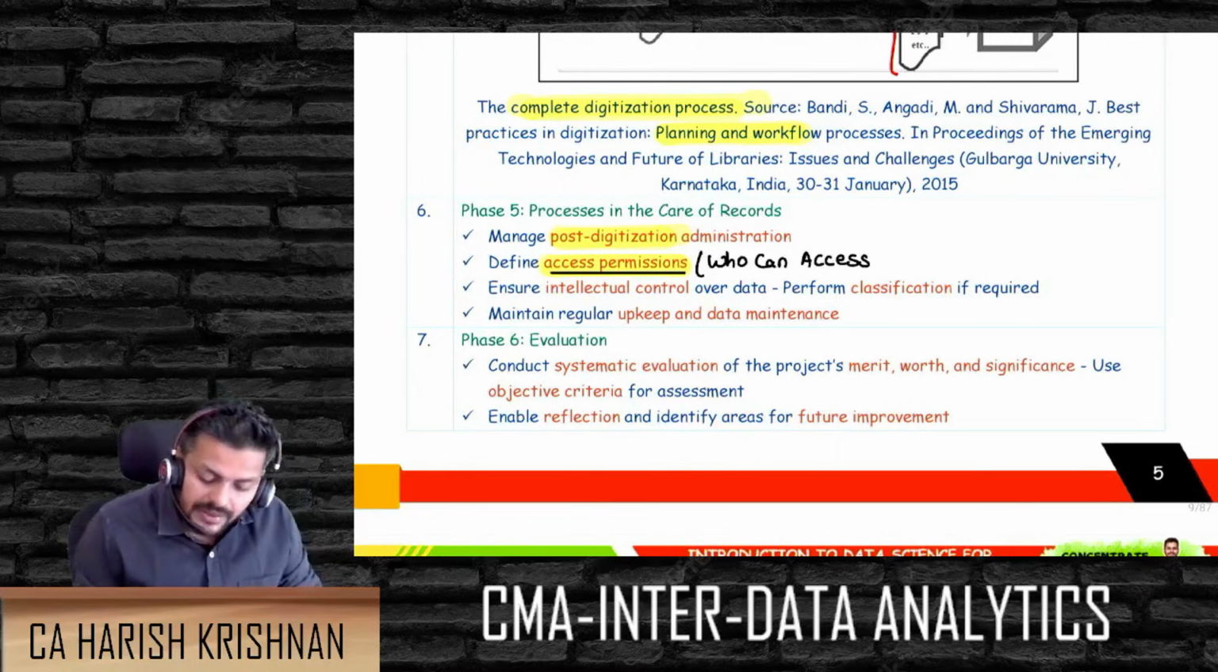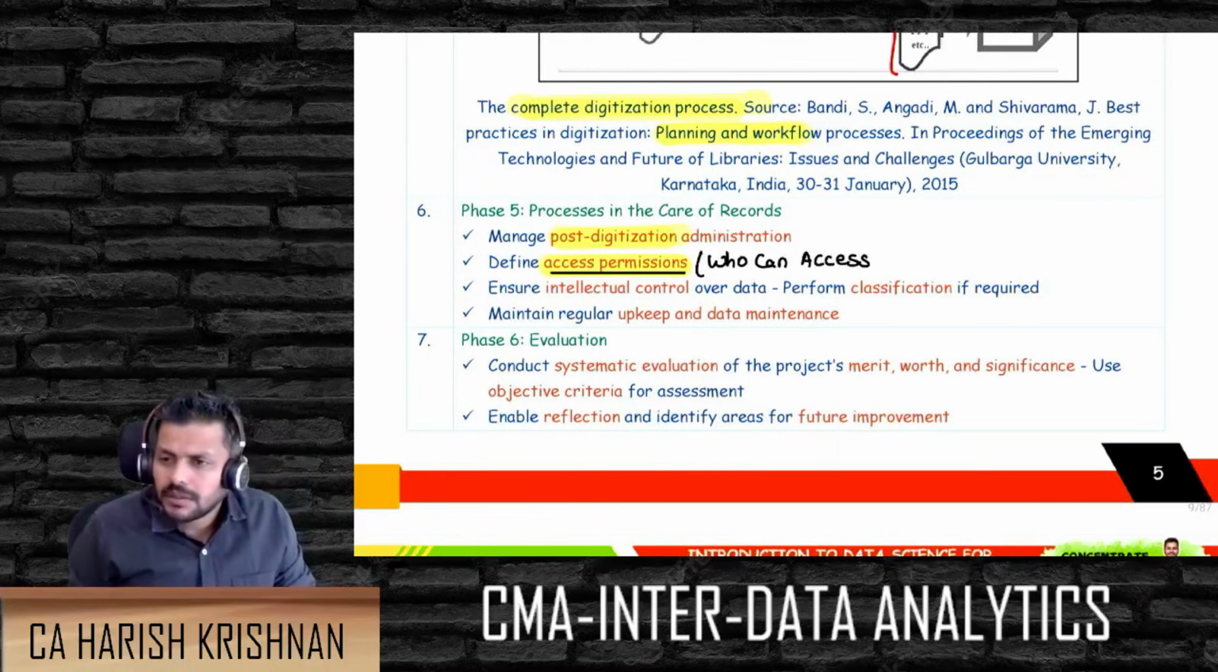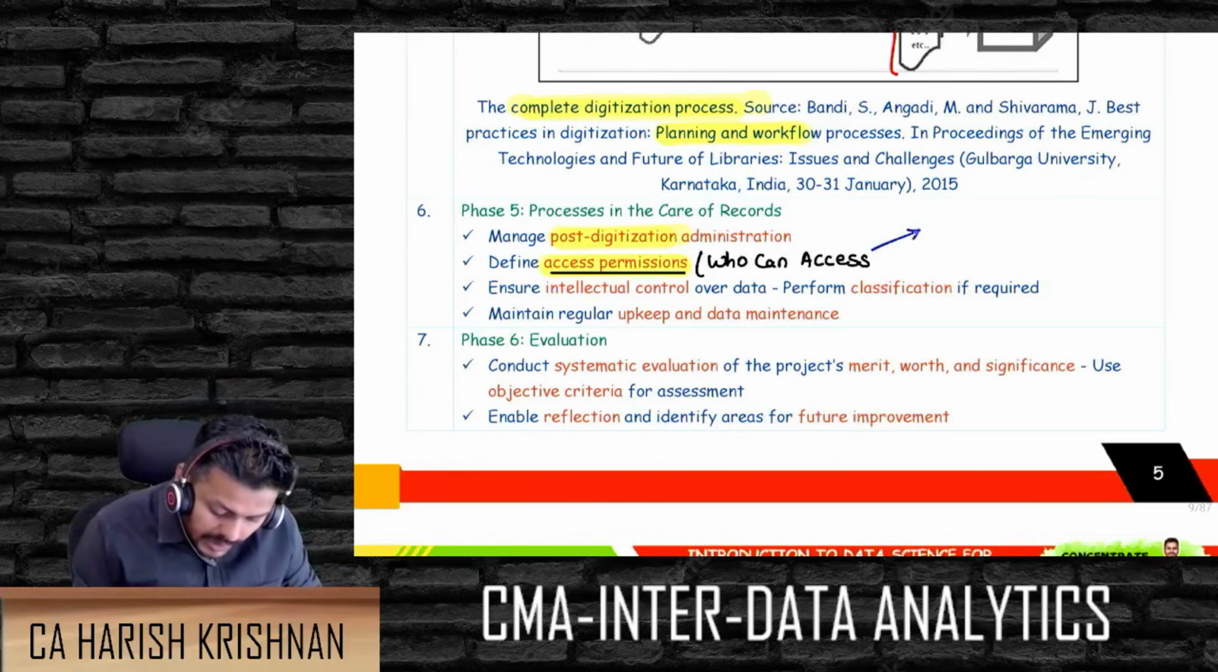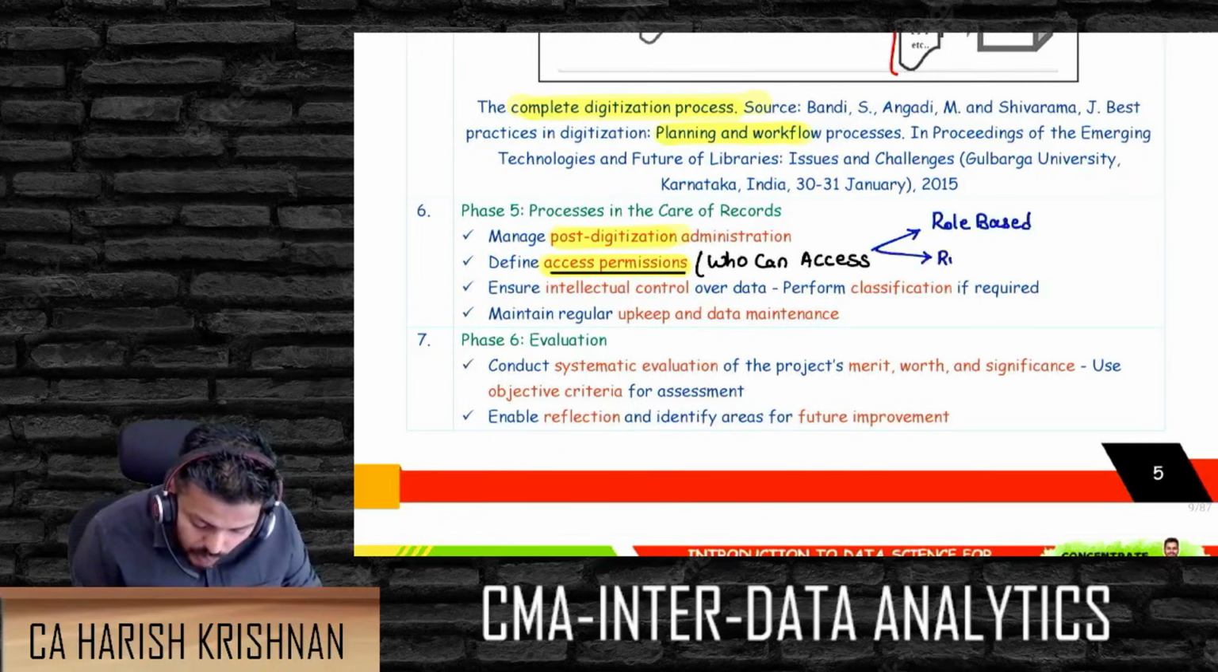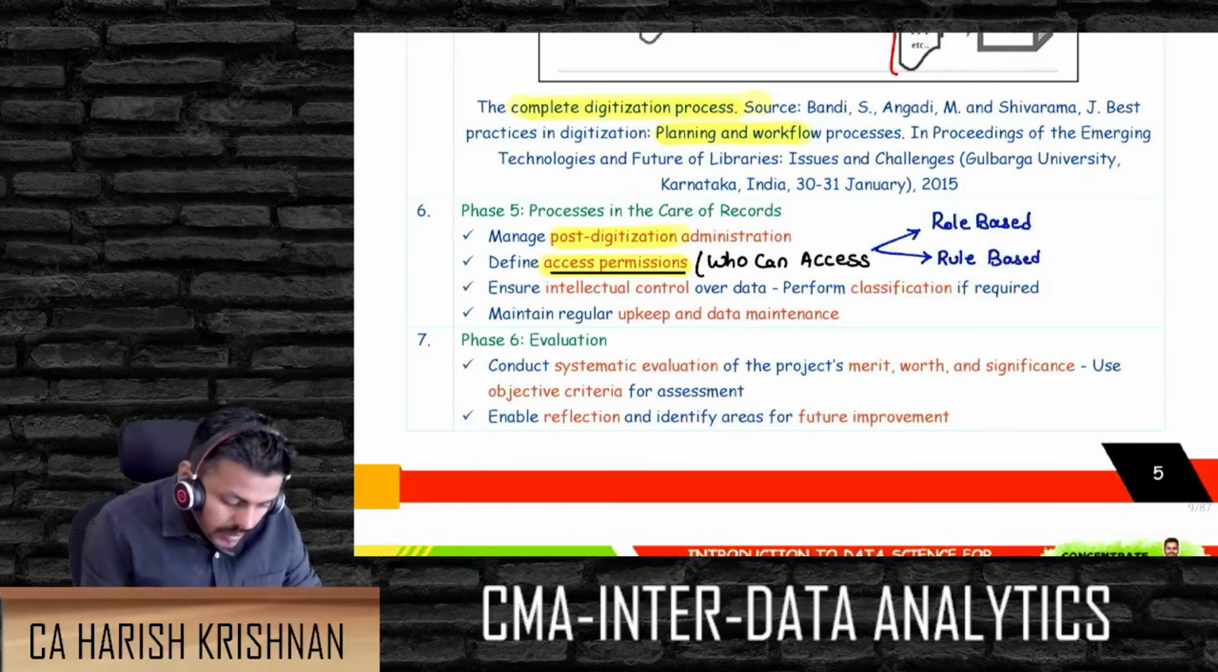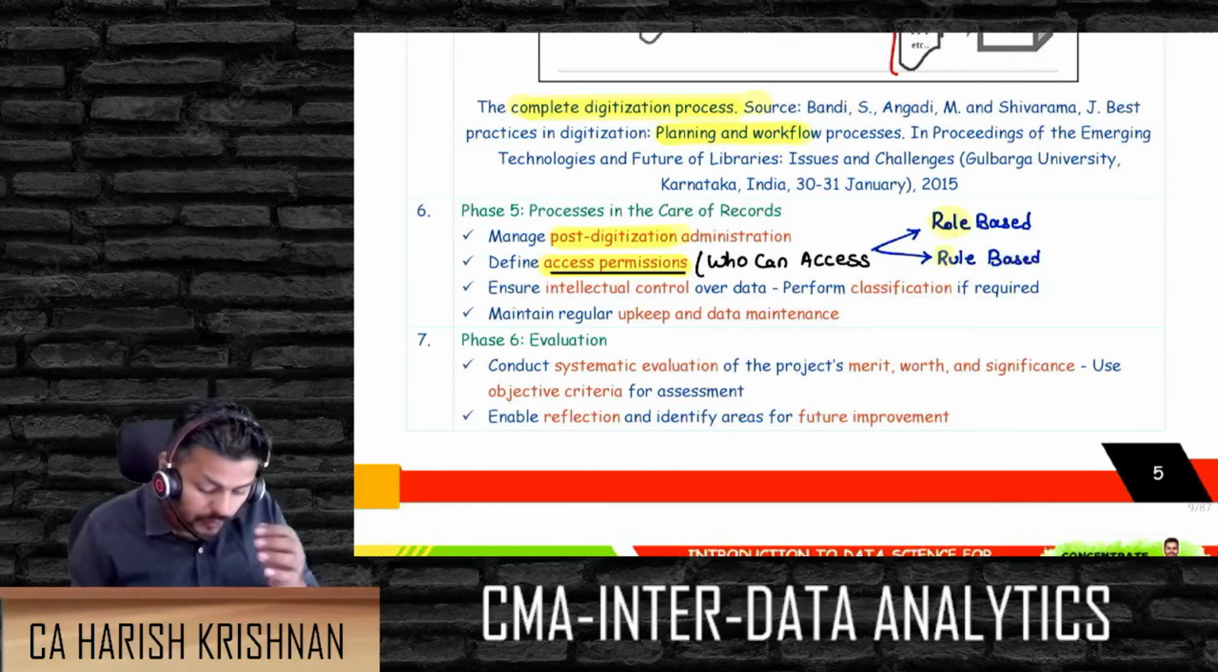Who can access? I will just give you 2 techniques. Maybe you don't know them, but you really need not bother about it. Who can access? Role based access control. Then we have rule based access control. Sometimes, based on their role, somebody will get control. Sometimes, when you fulfill some rules, you will get it.